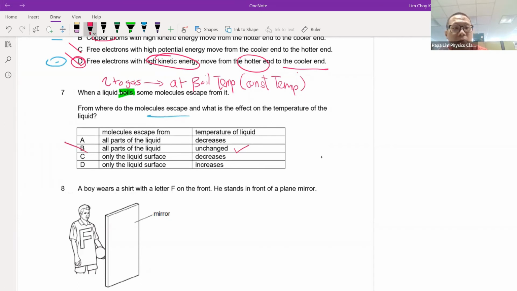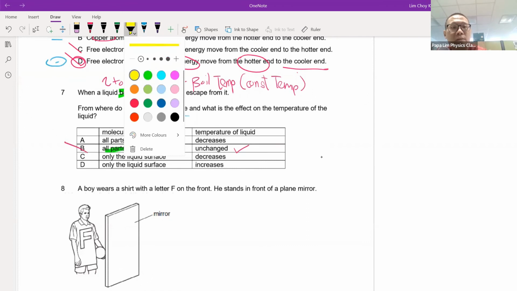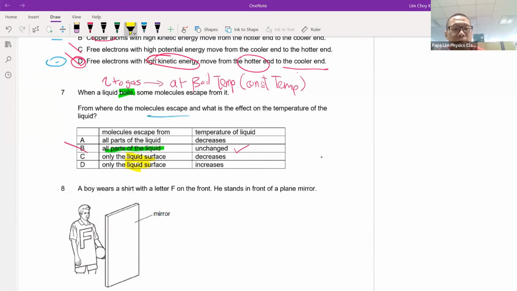In fact, one of the main characteristics of boiling is that it occurs throughout the liquid, not occurring only at the surface. If you look at the surface, this is what we call evaporation. Evaporation only occurs at the surface. So it depends on which mode the question is talking about, whether it's boiling or evaporation. You have to know the characteristics of the internal energy of the particles.